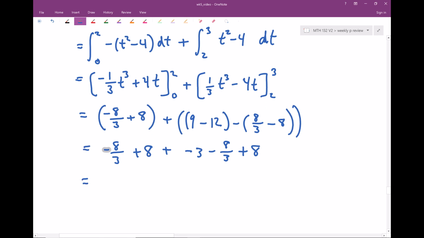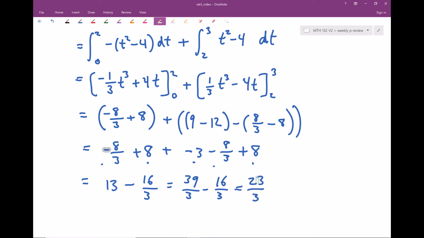All right, so let's see here. We have an 8 plus an 8, that would be 16, minus 3, that's going to be 13, minus, and we have 2 negative 8/3 here, so that's going to be negative 16/3. And if you'd like to, we can go ahead and get a common denominator. That would be 39/3 minus 16/3. And so let's see, we're going to have 23/3 at the end of the day.